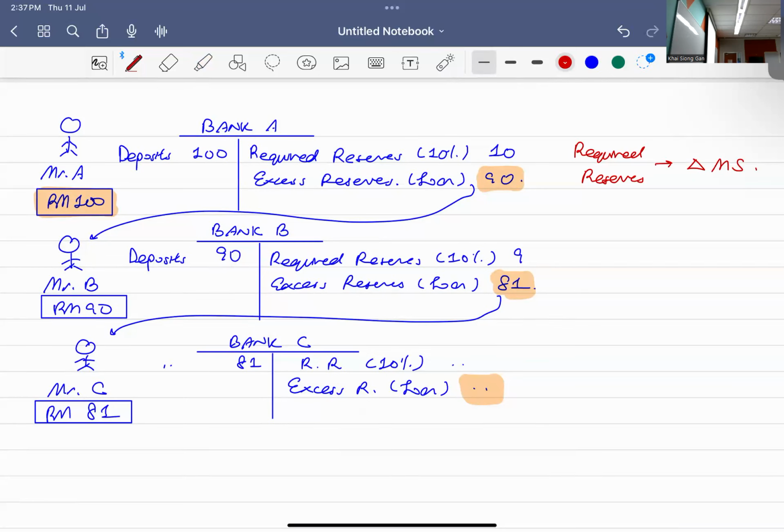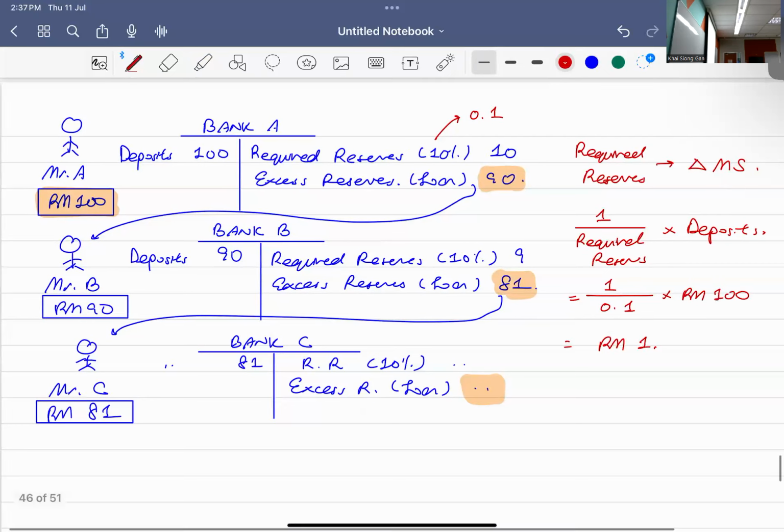You can use one very simple formula: 1 divided by the required reserve, times the deposit. This gives the total amount of money being generated in the economy. For example, 10% means 0.1. So 1 divided by 0.1, times the initial deposit of 100, is how much? 1,000, is it?